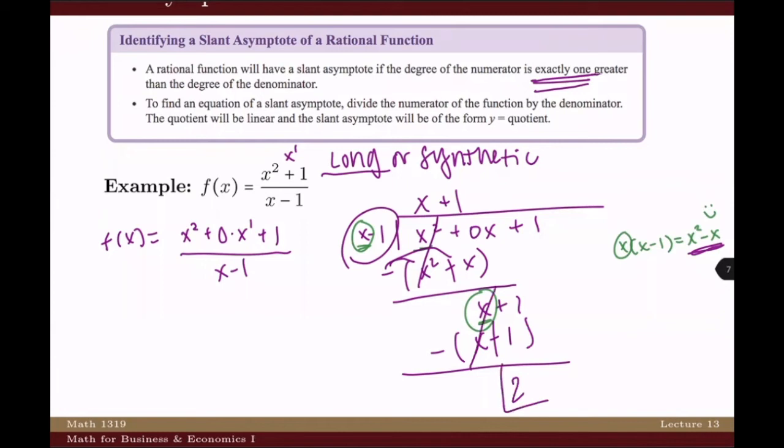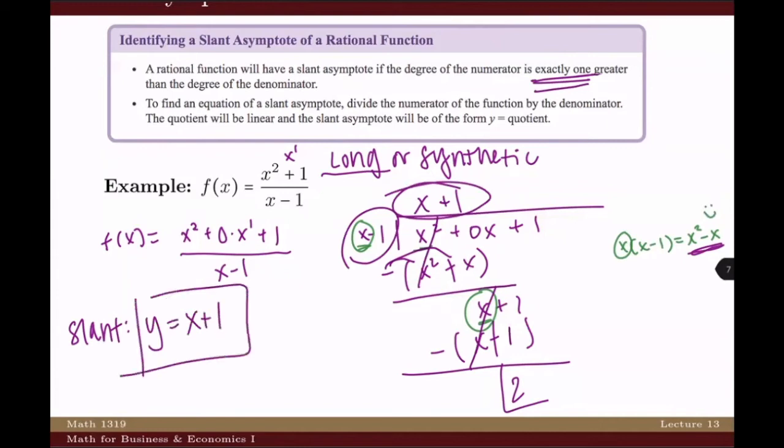So again, we got the same answer we did from synthetic division. That means my slant asymptote is going to be y equals x plus 1. And that's how you figure out how you have a slant asymptote. Let's keep moving on.